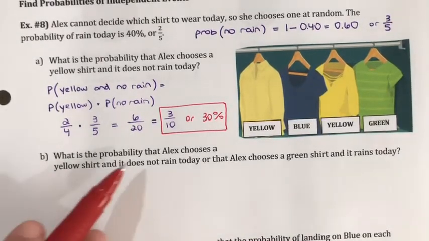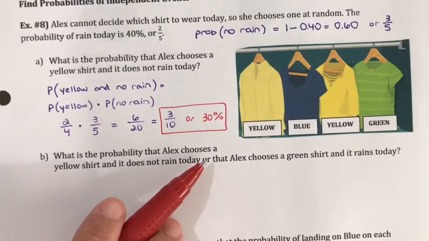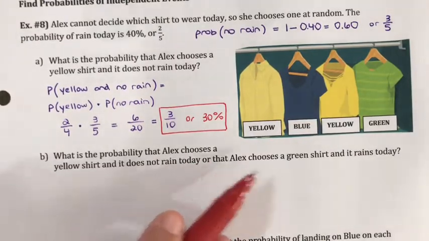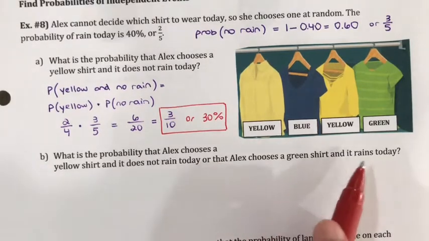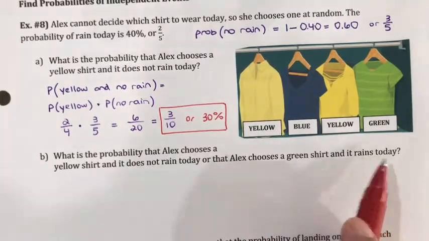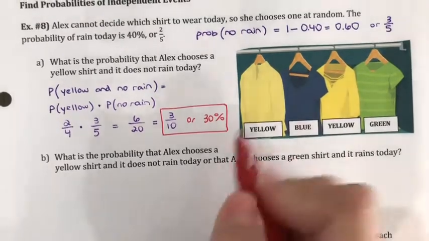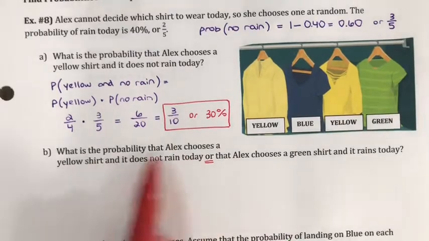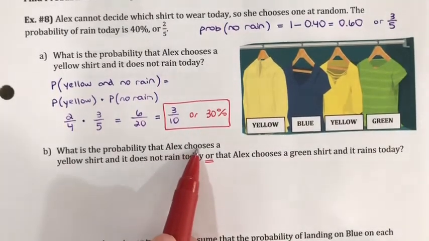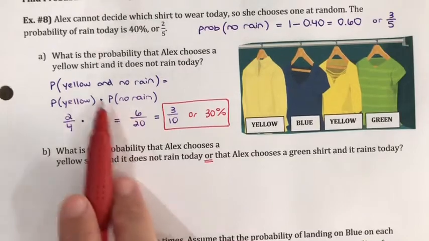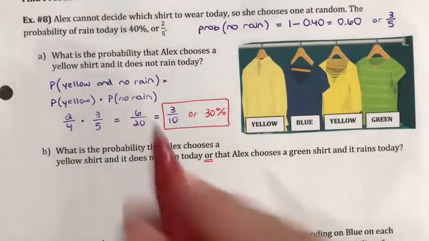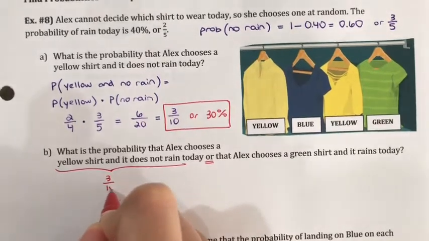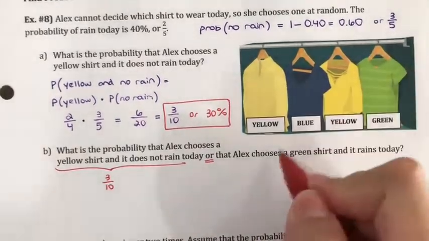All right, so what is the probability that Alex chooses a yellow shirt and it does not rain, or that Alex chooses a green shirt and it rains today? Notice we have this word "or" in between, so we've got two things going on. We already figured out the probability of her choosing the yellow shirt and it does not rain. That was up here, so we know that this one's 3/10. Now let's do this one separately.